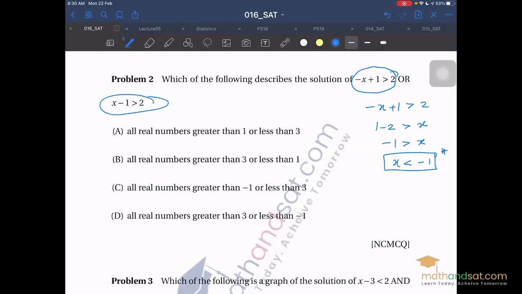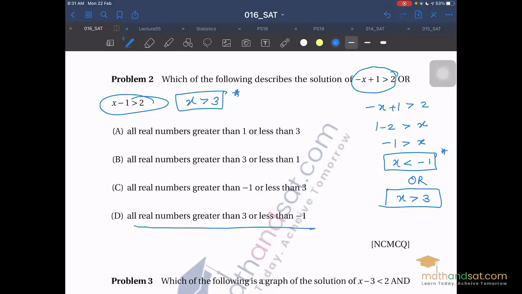Now the second inequality is x minus 1 greater than 2. You add 1 on both sides, so x is greater than 3. So our complete solution is x is less than minus 1 or x is greater than 3. So this is the answer: all real numbers greater than 3 or less than minus 1. Just give me a minute.